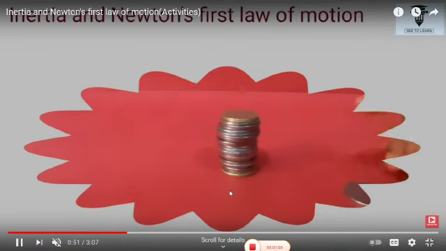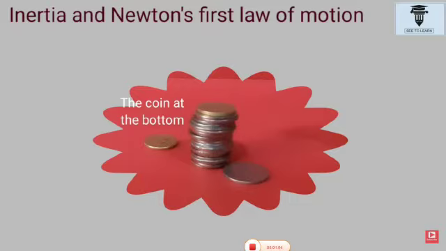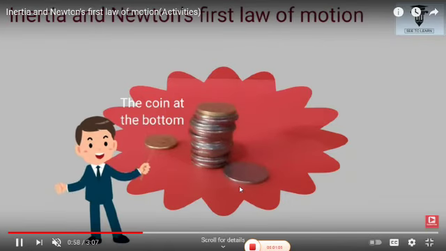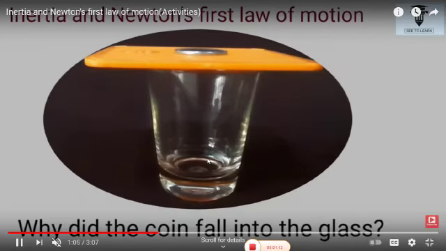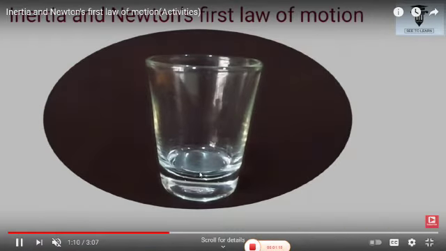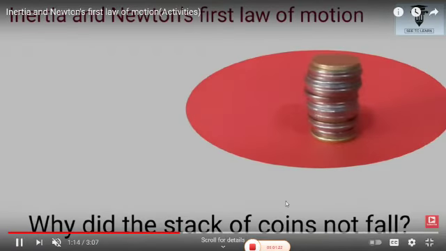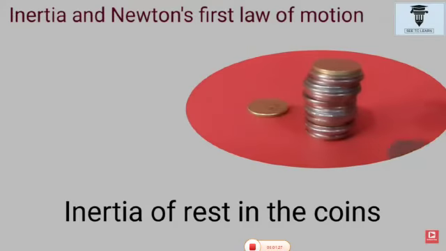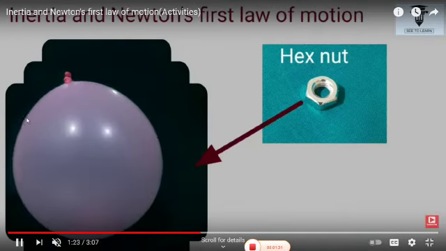Now this is one more activity. They have taken a stack of coins and they are sliding the bottom coin out with the help of one more coin. So the coin at the bottom is replaced and the remaining stack of coins stays in place. So what does it indicate? That the body tends to remain in the state of rest. So why did the coin not move away and why did the stack of coins not fall? It states the law of inertia, that the coin wants to remain in the state of rest.